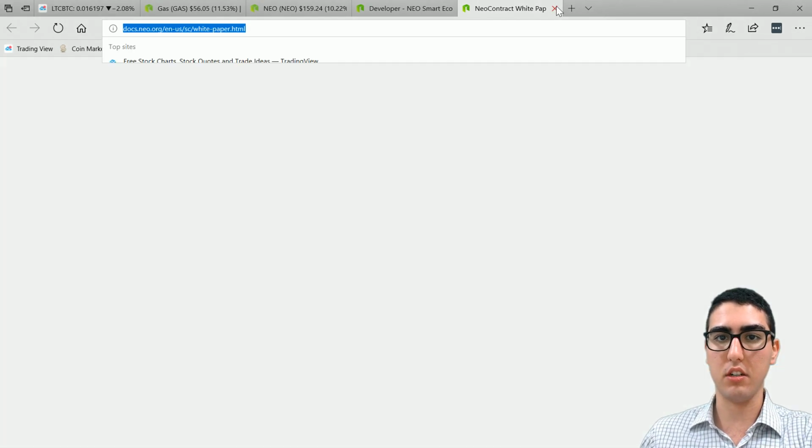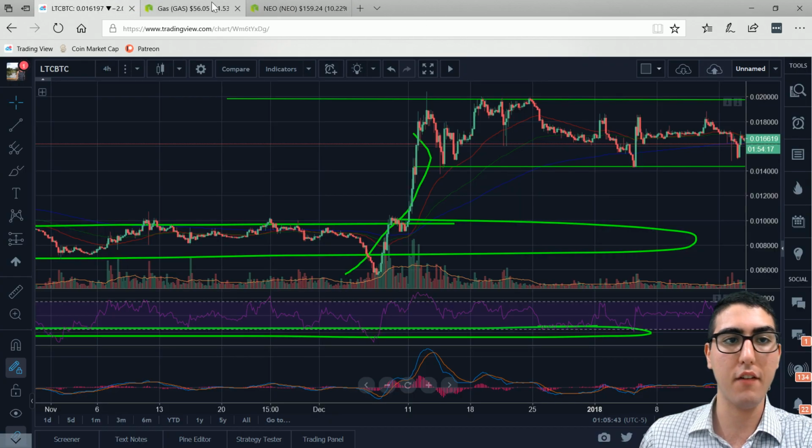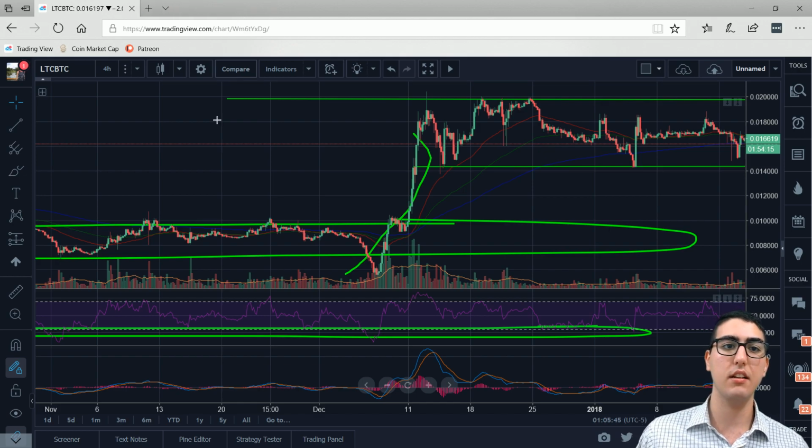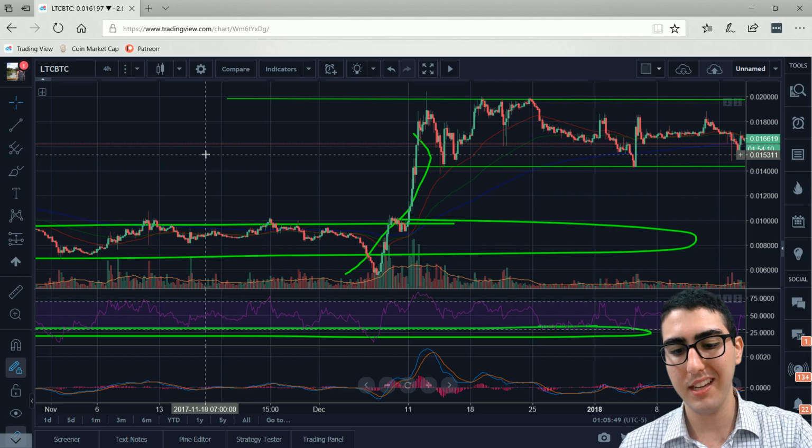But yes, gas and NEO are extremely correlated. It's given to you. Matter of fact, Ether is the gas reward of the Ethereum blockchain and protocol. So we can get into more of that.